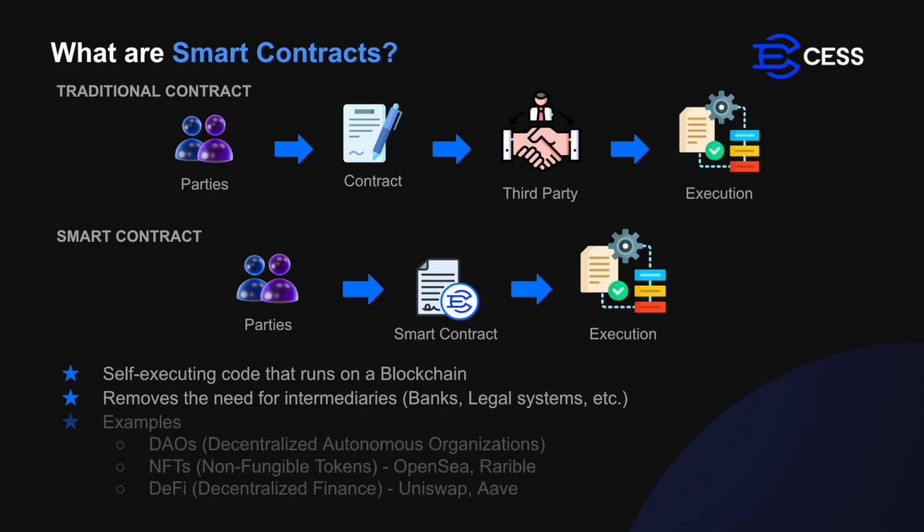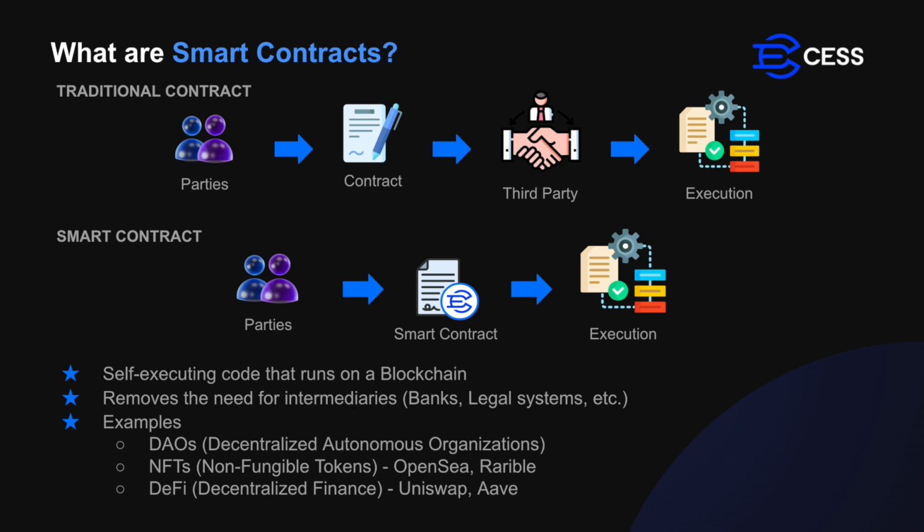Let's take a look at some real world examples. Decentralized Autonomous Organizations, or DAOs. These are groups that run on smart contracts instead of human management. Example: MakerDAO. NFT marketplaces: platforms like OpenSea use smart contracts to handle ownership transfers of digital assets. Decentralized finance, or DeFi: platforms like Uniswap or AAVE use smart contracts to automate lending, borrowing, and trading without banks.